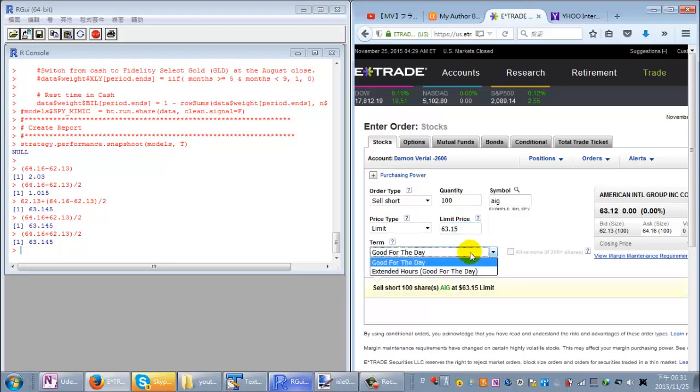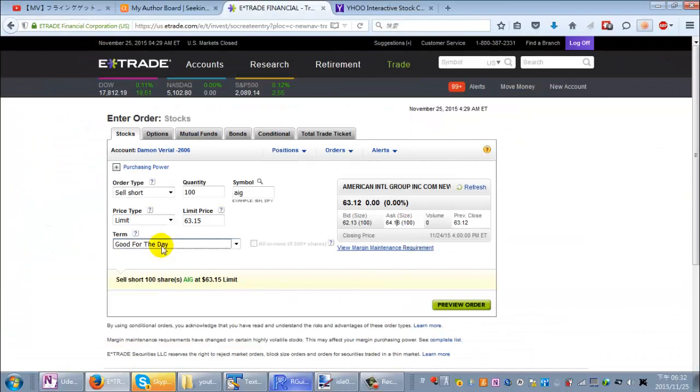And you're going to want to choose good for the day, generally. You only have two options, good for the day or extended hours. The only difference is that extended hours goes after the market closes. You could do either one. I just figure you're probably going to trade while the market's open, so go for good for the day. And here you have it. This is the entire setup.